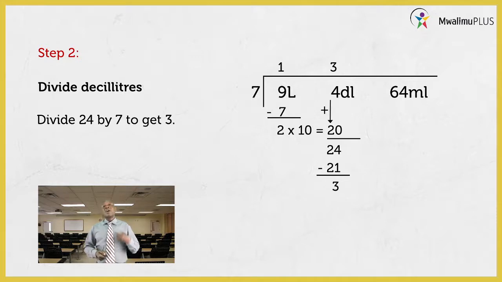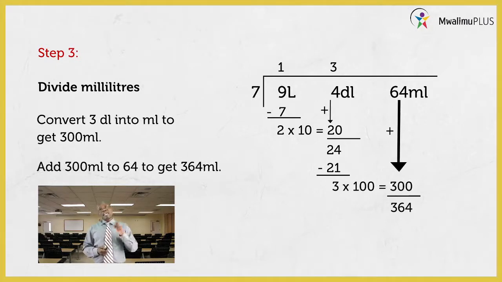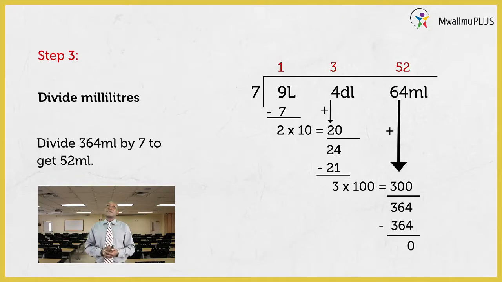Then we are going to convert 3 dl into ml, and we get 300. Why? Because we multiply 3 by 100. So that will give us 300. Then we add 300 and 64. Because they are the same unit, we add, and that will give us 364. So that is 364 ml. Now what do we do after that one, learners? We proceed on again, whereby we are going to divide 364 by 7.